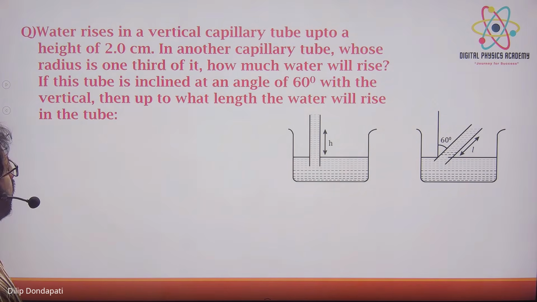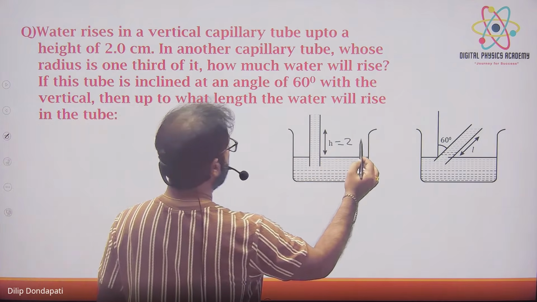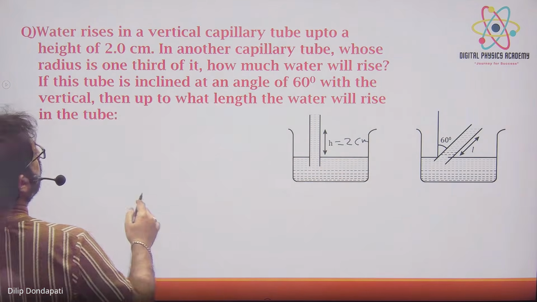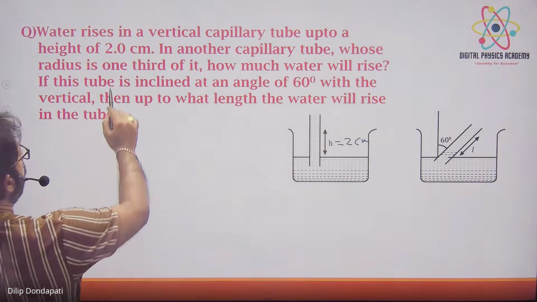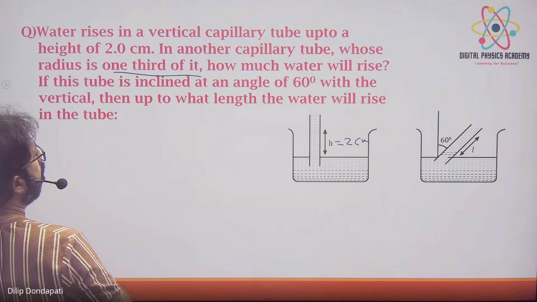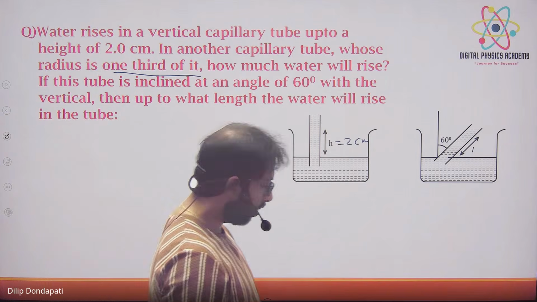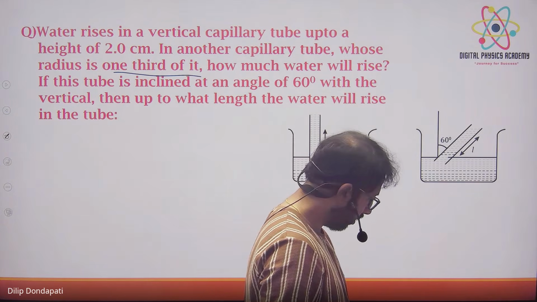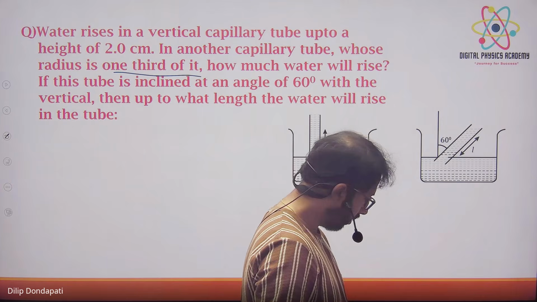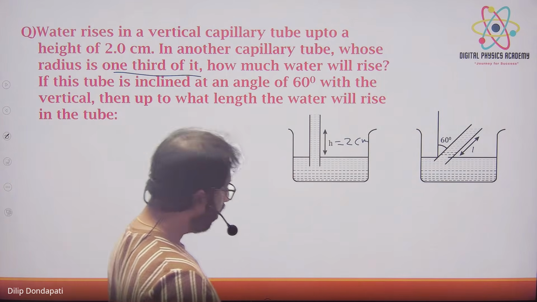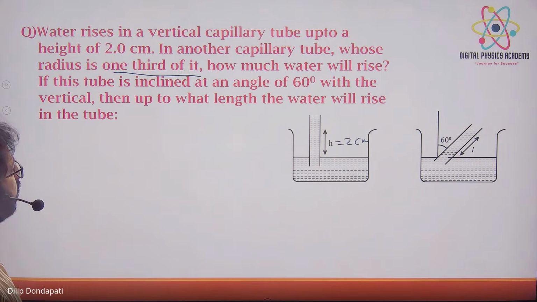Water rises in a vertical capillary tube up to 2 centimeters. First one is given, 2 centimeters tak rise hua. Another capillary tube whose radius is 1/3 of it. How much water will rise? If it is 1/3 of it, how much water will rise? And if the tube is inclined at 60 degrees with the vertical, then up to what length will the water rise in the tube?